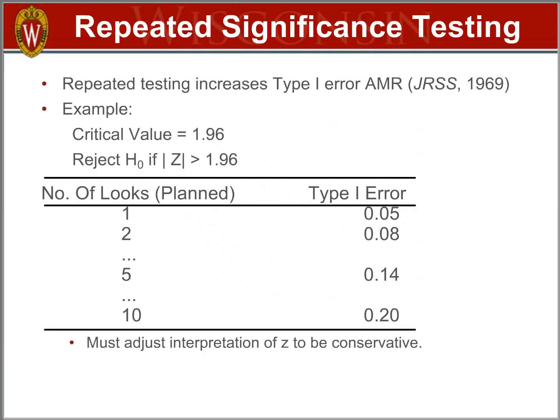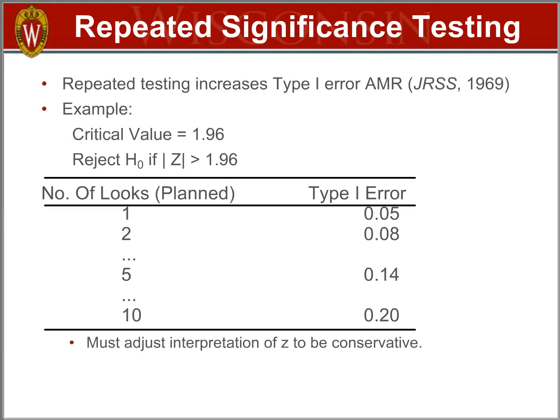This has been examined very formally by statisticians, and if you use the same criteria, a standardized statistic of 1.96, which is equivalent to a p-value less than 0.05, if you use that rule every time you examine this data, you no longer have a type 1 error of 5%. It increases with each look.